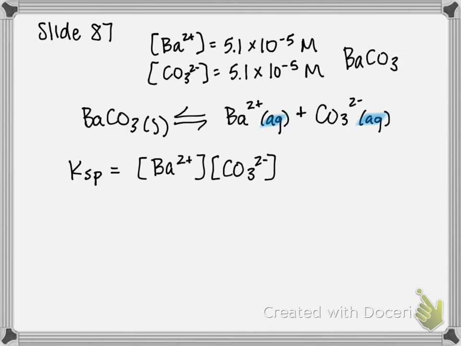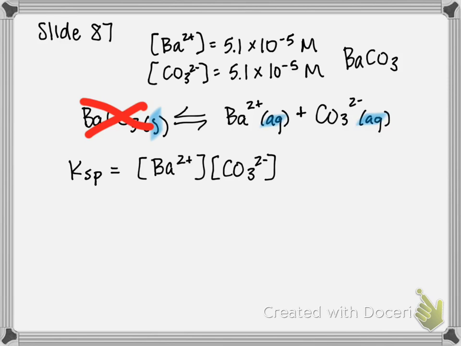Now notice here that barium carbonate on the reactant side is a solid. So that means we are not going to include it in our equilibrium expression. And so we're not dividing this by any reactants, and that's okay. We can have just an equilibrium expression of just our products. So KSP, our solubility product, is going to be equal to concentration of barium ions times concentration of carbonate ions.